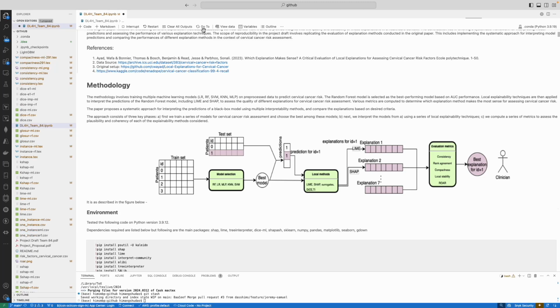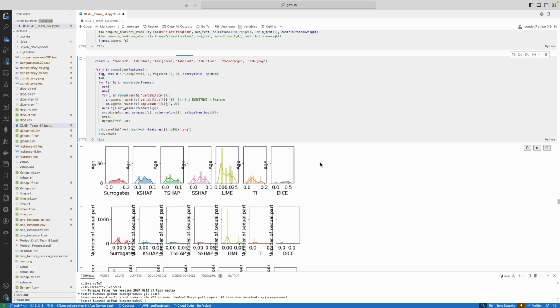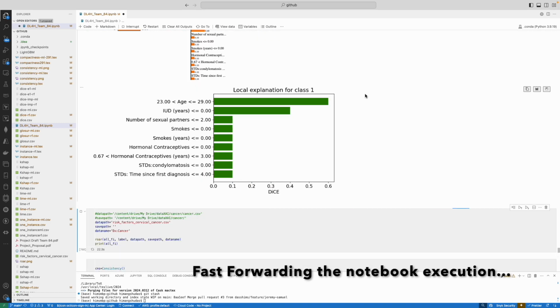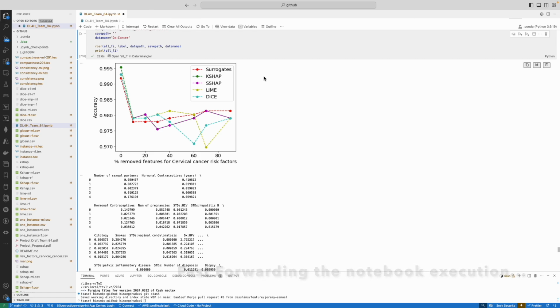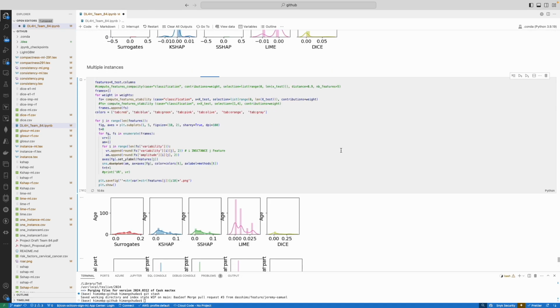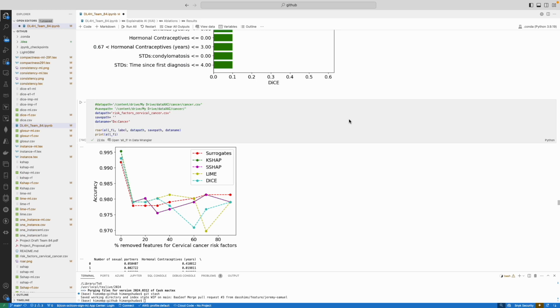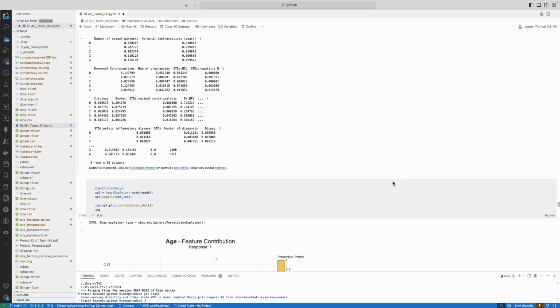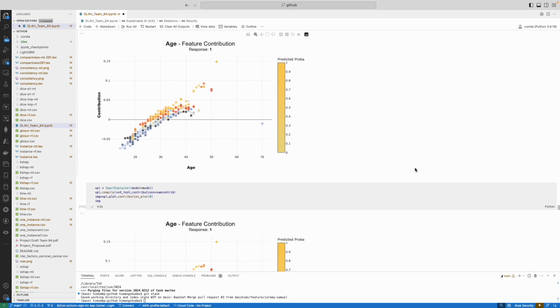Now we see that the notebook is still running. Let us wait for this to finish. The notebook has now finished running and we can see all the cells have been executed successfully.